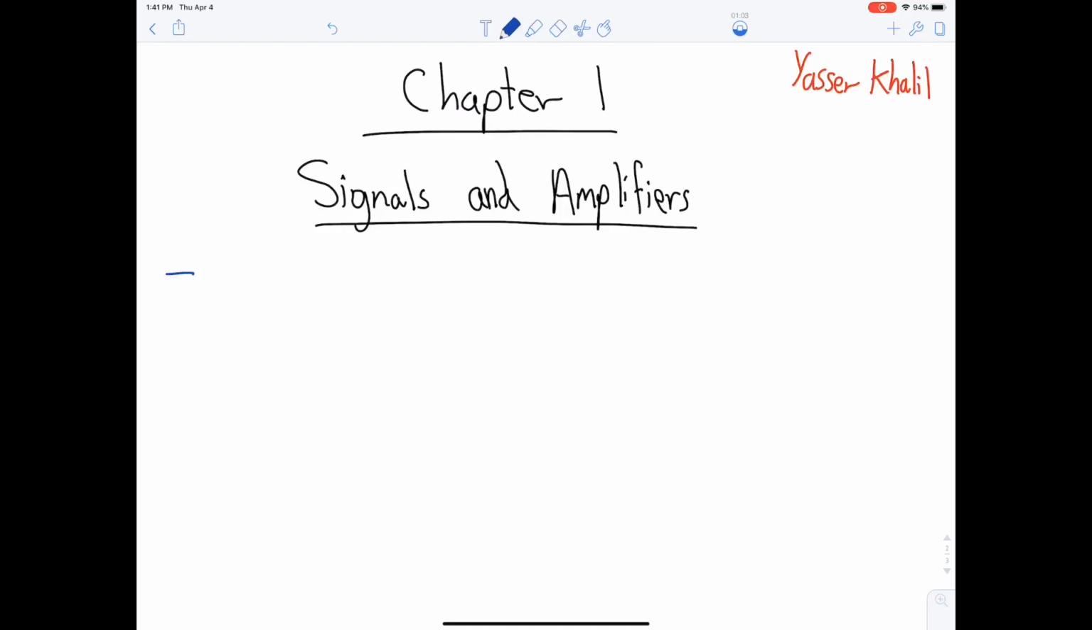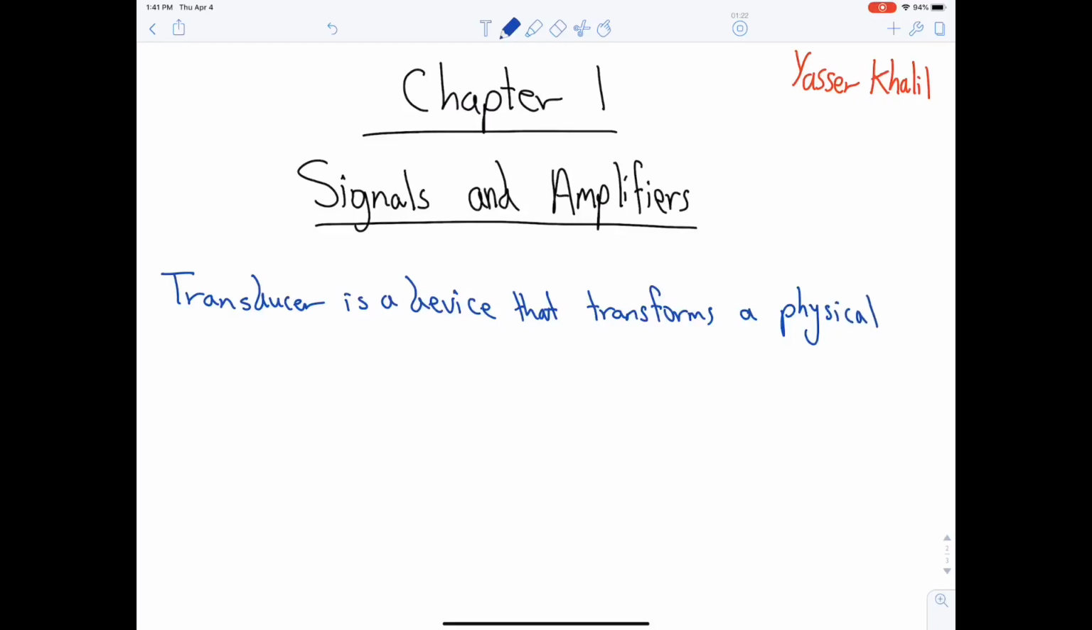So what is a transducer? A transducer is a device that transforms a physical system into an electrical system. Signal.